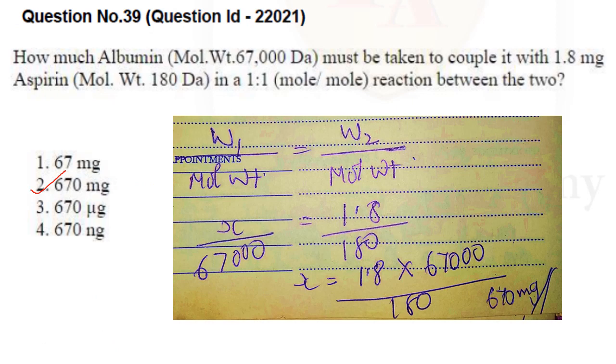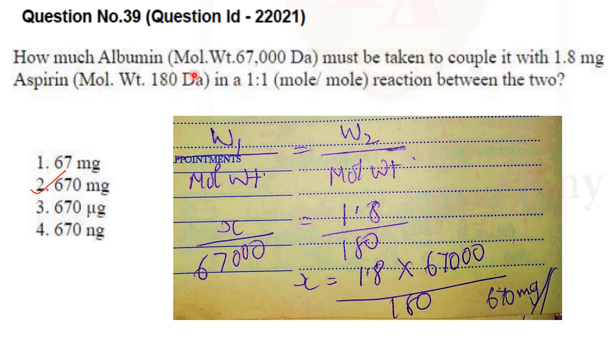Then next one. How much albumin must be taken to couple it with 1.8 mg aspirin in a 1:1 mole per mole reaction between the two? So we know that moles n is given by W by M, where W is the weight of the compound and M is the molecular weight.